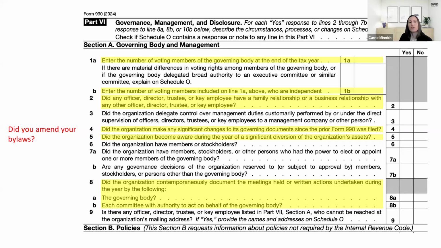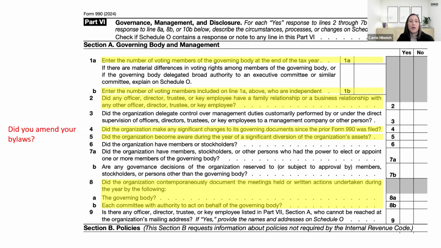Line 4 asks if the organization made any significant changes to its governing documents. So again, the IRS initially approved your tax exempt status based on certain items that you told them when you applied for tax exempt status. So if you changed any of your bylaws, we really need to disclose those to the IRS. You do not need to provide a whole copy of the bylaws, but we do need to explain what changes were made.